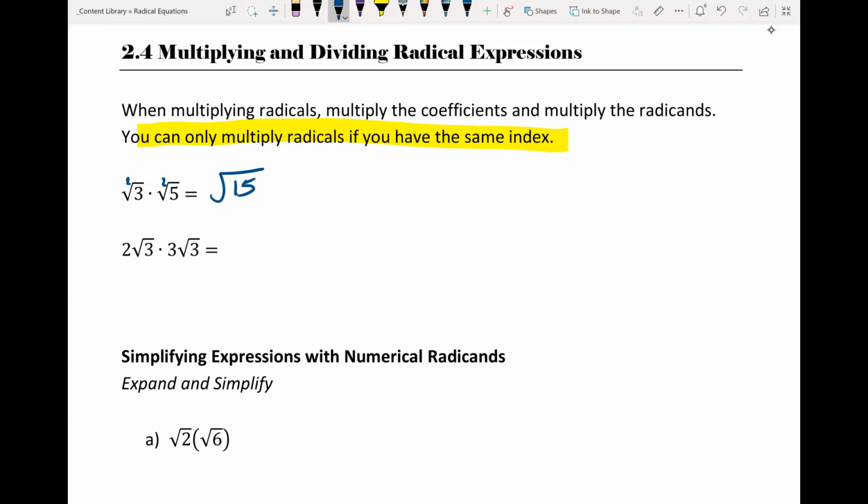In this case, we have coefficients in the front, so we're going to multiply the coefficients and then multiply the radicands after. Your coefficient is 2 times 3, so you have a coefficient of 6. Afterwards we're going to multiply root 3 times root 3. 3 times 3 is 9. You leave the root alone, but we know what the square root of 9 is. The square root of 9 is 3. So 6 times 3 is 18, and that would be our final answer.